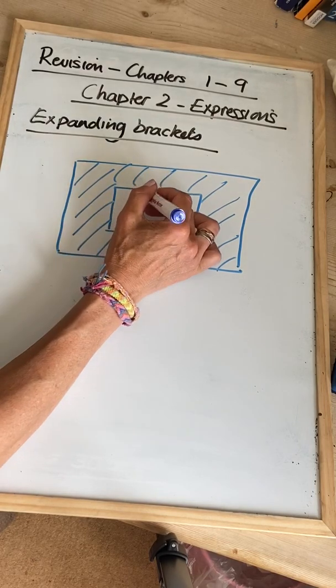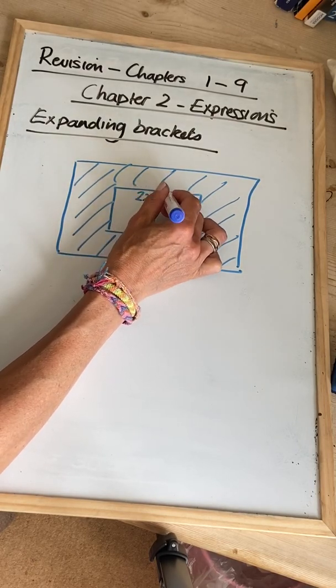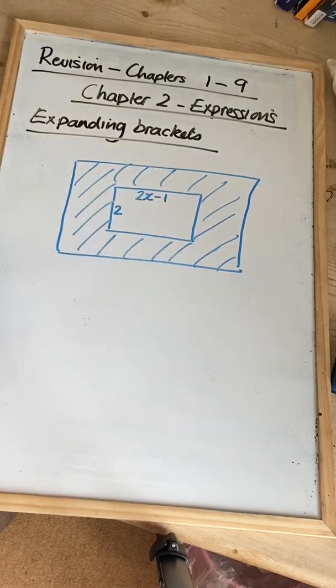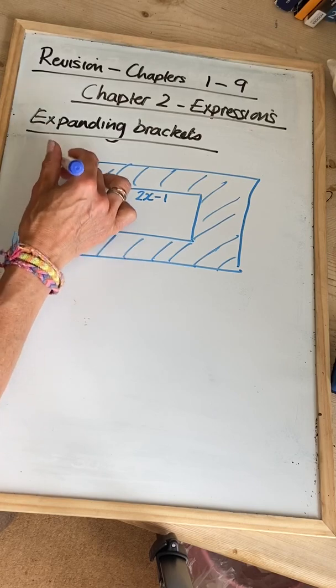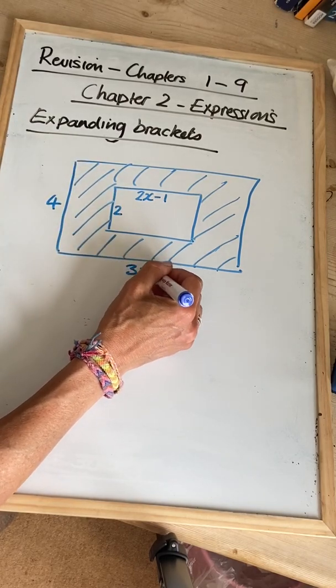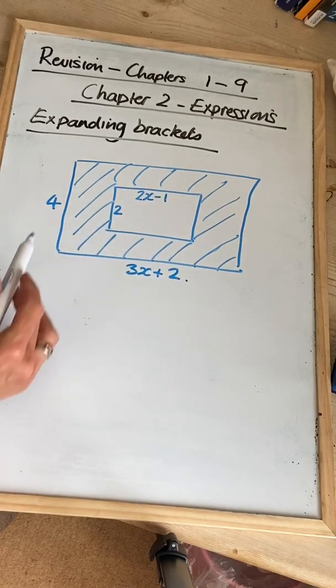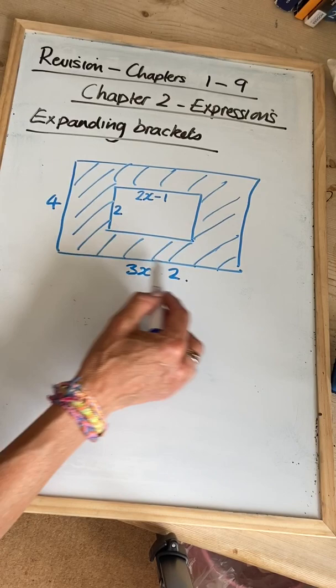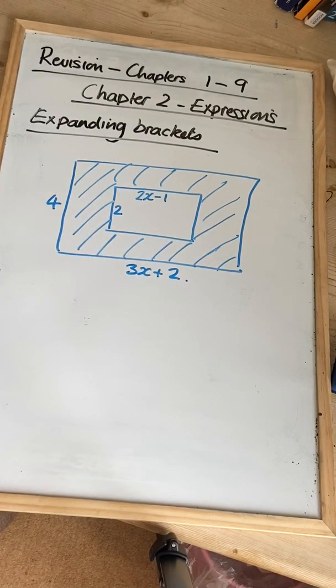So measurements that you need. 2x minus 1 is that length there. 2 is that length there. 4 is that width or length there. And 3x plus 2 is going to be that length of the bigger rectangle.